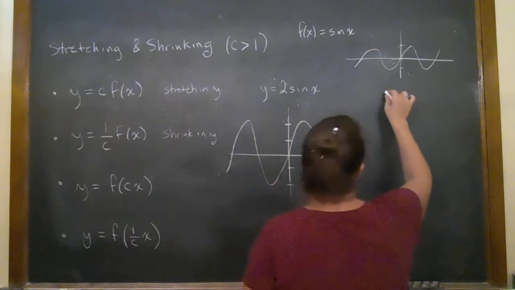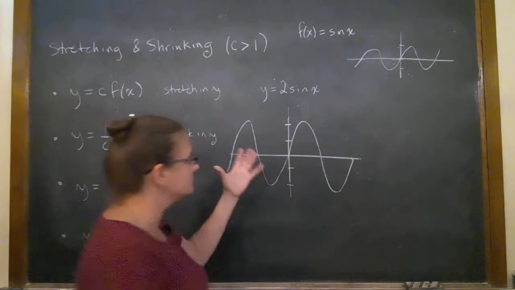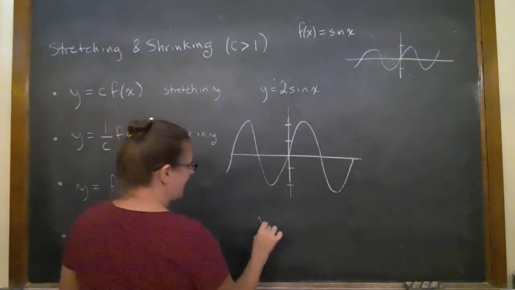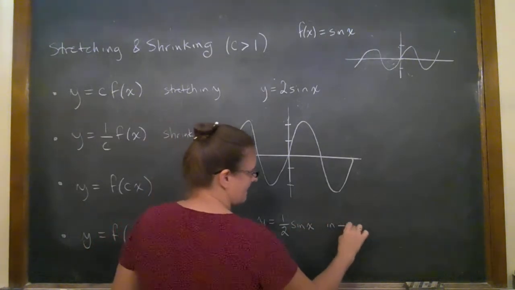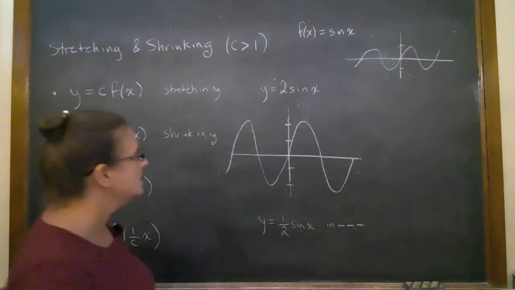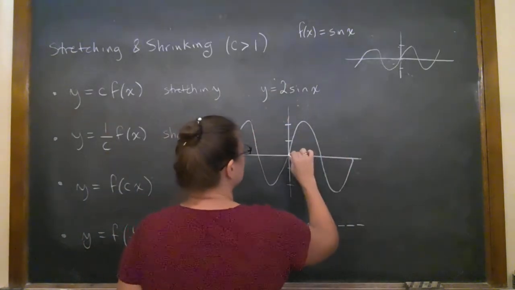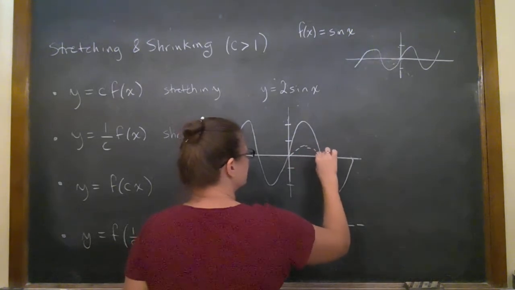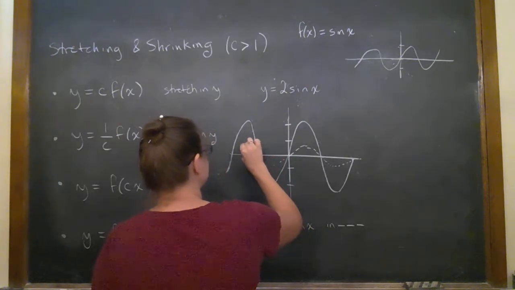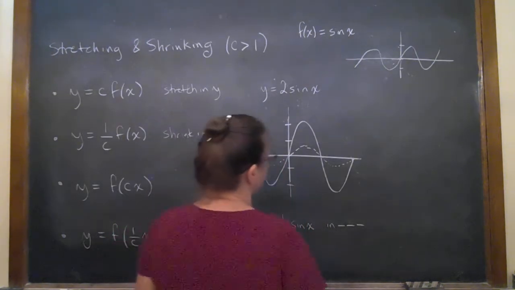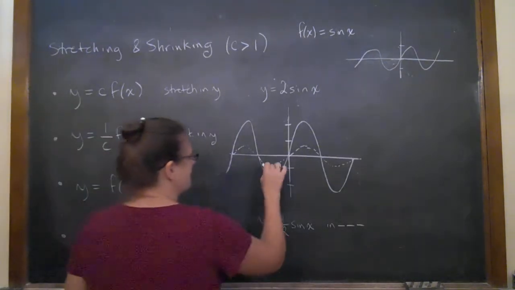Whereas if I do, maybe I'll just do it on the same one. So if I do y equals 1/2 sine x, I'm going to do it like that in dashed lines. Instead of stretching it up, of course, I'm going to shrink it down to 1/2. So the 1 point becomes 1/2. So I've squashed my function because I'm dividing by 2, or perhaps more correctly, multiplying by 1/2.